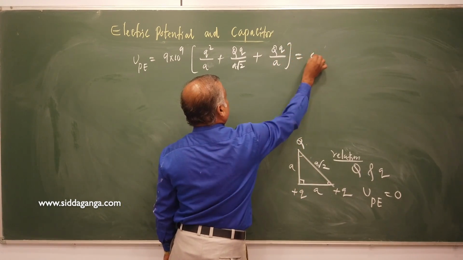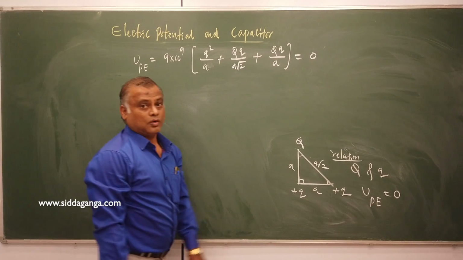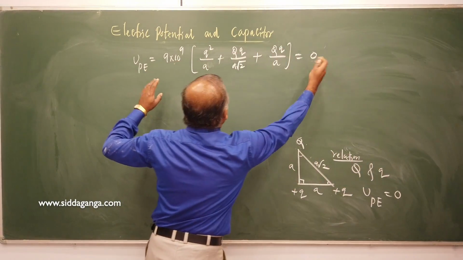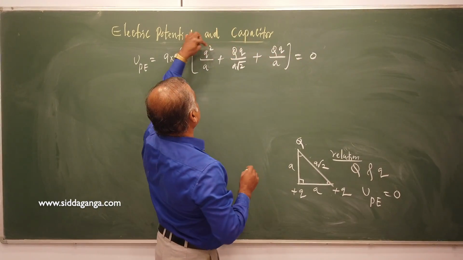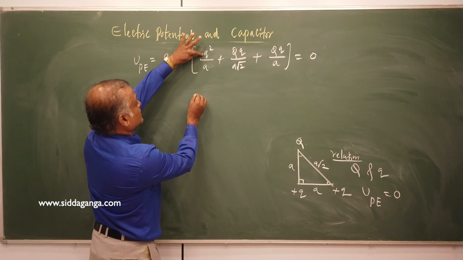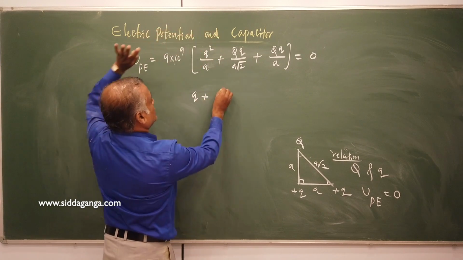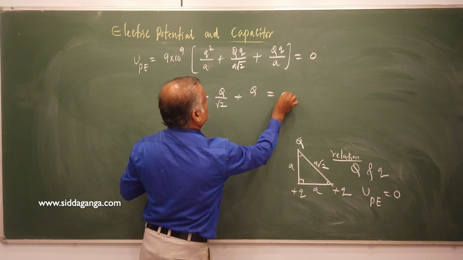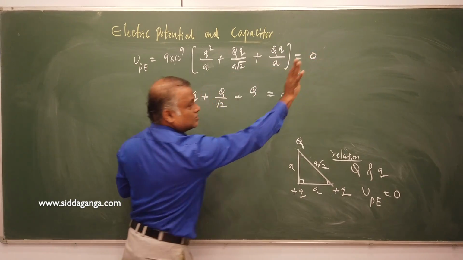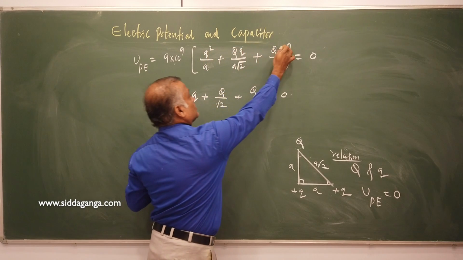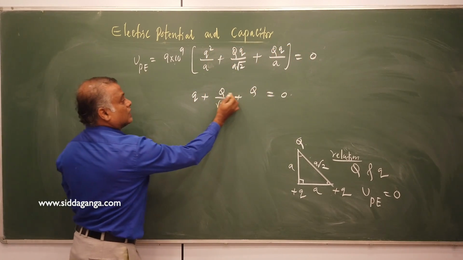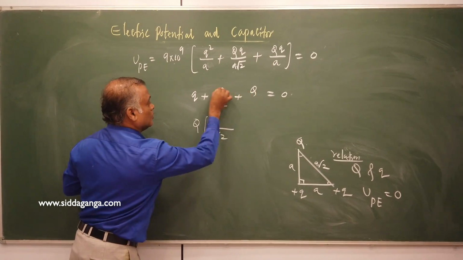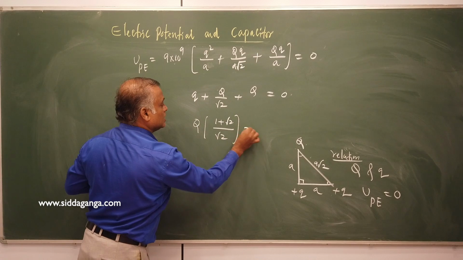What have they given? The total potential energy of the system is 0. Obtain the relation between Q and q. Means once it is carried to the right side 0, A is 0, small q is 0. So what is left now? Small q plus capital Q by root 2 plus capital Q equal to 0. A is taken out, small q is 0. I think you understood this. Now I take this to one side. Q. What is the LCM here? Root 2. 1 plus root 2 equals how much?